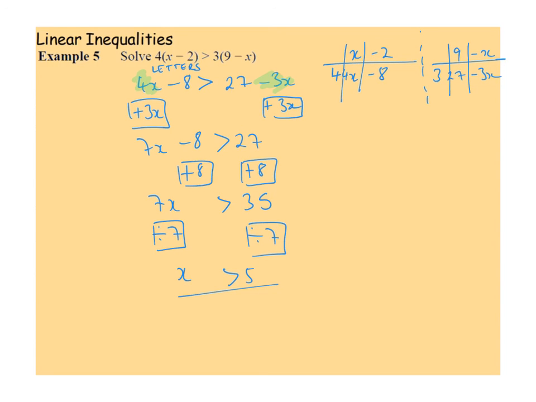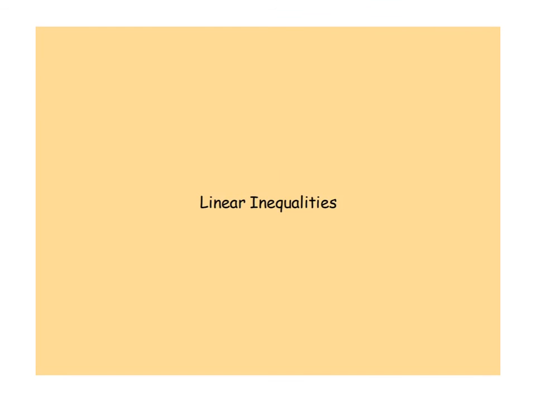And so long as when you get to getting x on its own, you end up switching the sign because you would divide by negative 7, then you'd be fine. Okay. So that concludes the examples.